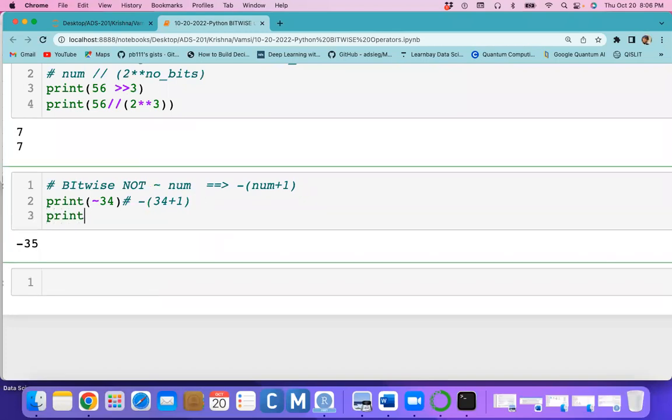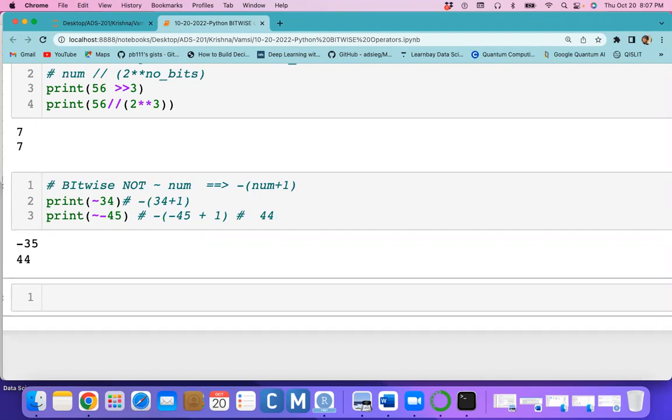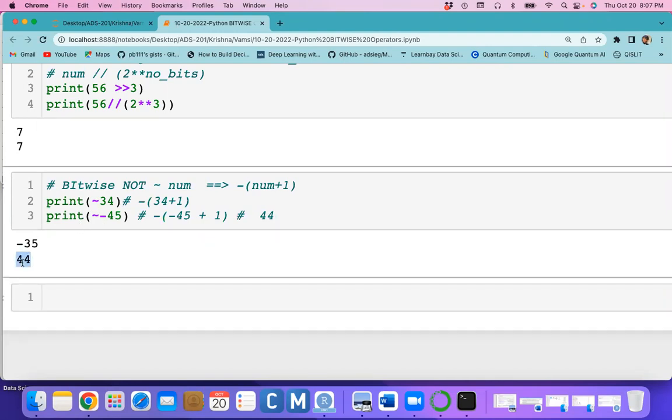Let me try this one. Negation of minus 45. Negation of minus 45 means minus of the number, it's minus 45, right? So minus 45 plus 1, how much? Minus 44. Minus into minus, it's plus 44, right? So we are getting plus 44 here. Is this clear or not? Yes. You have to remember these formulas. If you remember these formulas, it will be easy to understand.